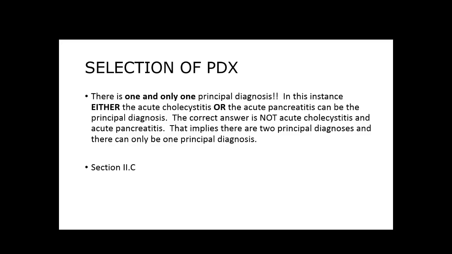Well, there is one and only one principal diagnosis. In this instance, it is either the acute cholecystitis or the acute pancreatitis. Either of those can be the principal diagnosis. It is not acute cholecystitis and acute pancreatitis. That statement implies that there are two principal diagnoses, and there can only be one principal diagnosis. So if you look at section 2C, that is the guideline that tells us that either of those can be the principal diagnosis, but not both of them.